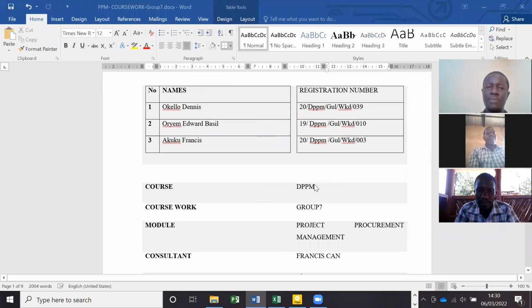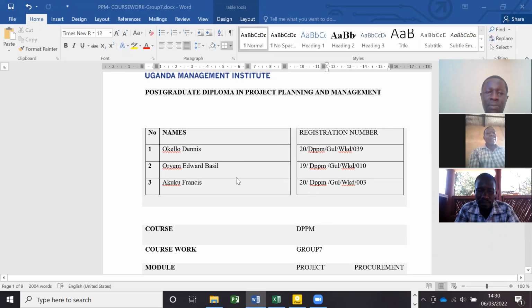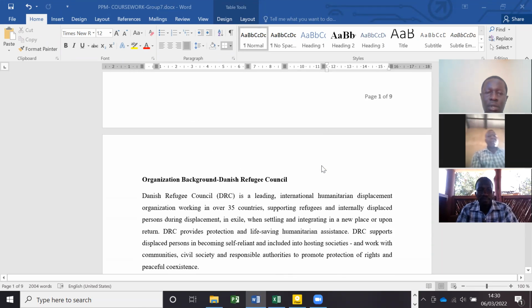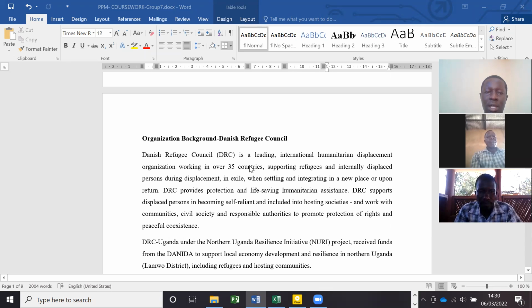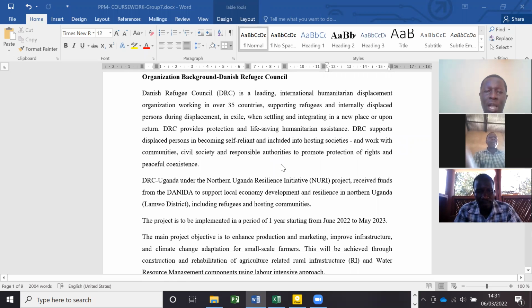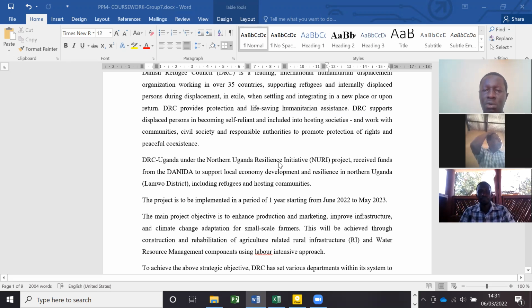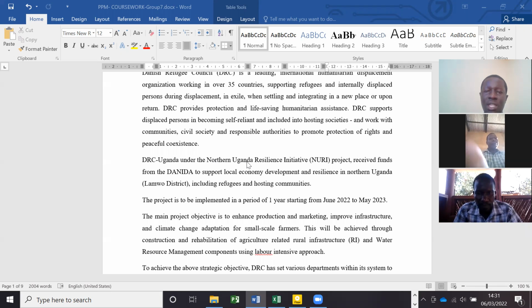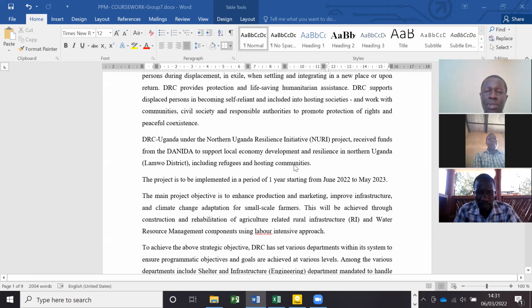This is Group 7 presenting coursework for procurement management. The group members include Dennis Okello, Oriem Edward Basil, and Francis Nakoko. We have chosen an organization called Danish Refugee Council, and to give a brief background, DRC is a non-profit NGO working in over 35 countries. It mainly works with the refugees and hosting communities. In Uganda, DRC is implementing a project called NURI, in full Northern Uganda Resilience Initiative. To be specific, it is working in Lamore district in Northern Uganda.